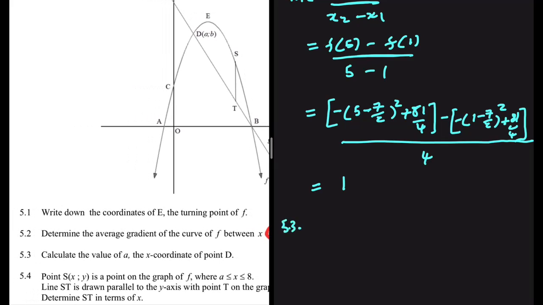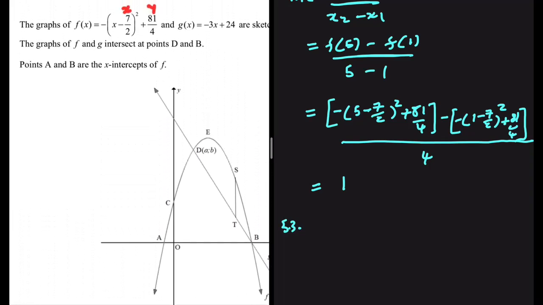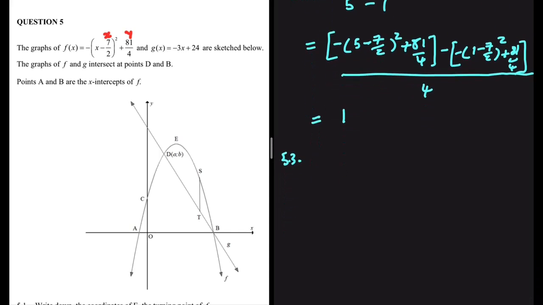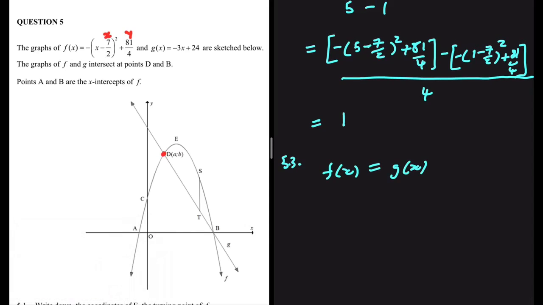5.3, calculate the value of a, the x coordinate of D. Let's go ahead and look at D. D is the point of intersection between f of x and g of x. So how can we possibly find D? We equate the two equations, and then the x values that we get are going to be for the points where those graphs touch. So we need to say that f of x is equal to g of x. The two functions touch at D and B. So we're going to get the x values of B and D after we solve for x.